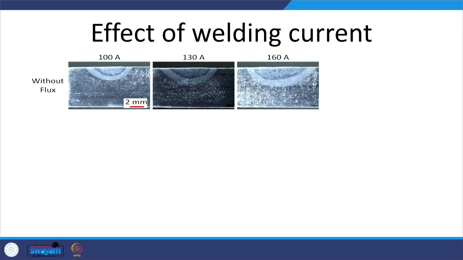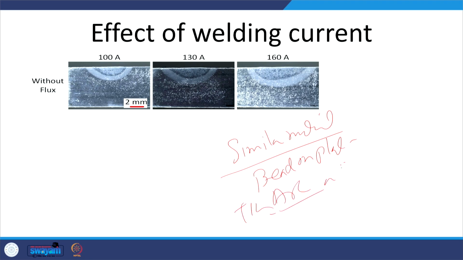When TIG welding is performed, say in similar metal welding, or when a bead on plate is developed, the heat is applied by the TIG arc on the surface of the metal. Then what happens with the variation in the VI by S? Say welding speed is constant and the voltage is constant for a given electrode, then what happens with the increase of current?